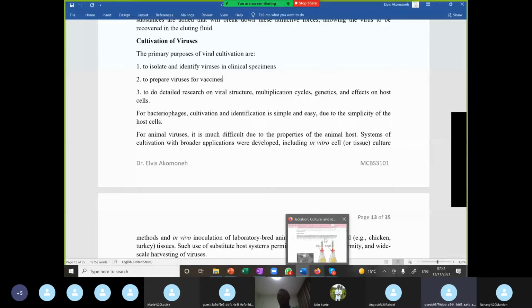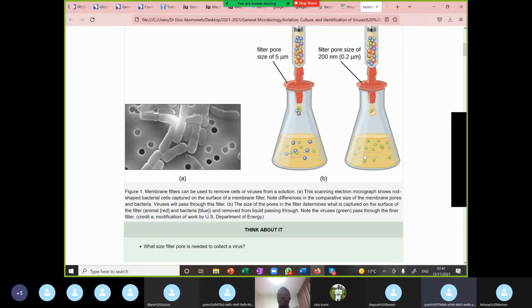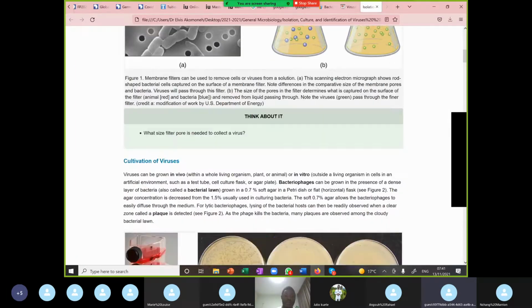So we have filtered off. This is a certain filtrate that we have. As you can see, you have some bulbs in this filtrate. We are assuming that these bulbs are our viruses, and therefore we can go further now to culture the viruses.